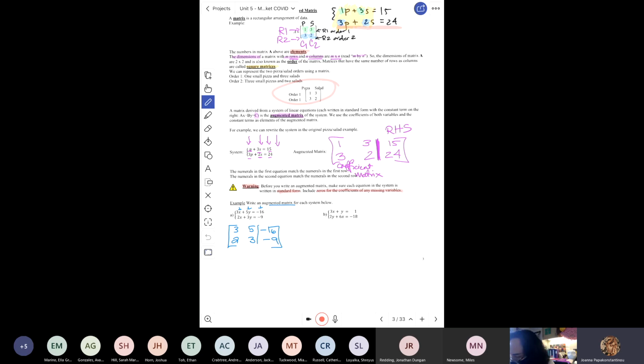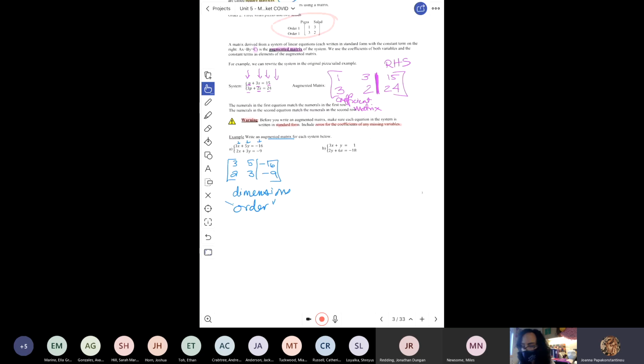And what are the dimensions, also known as the order of a matrix, of this matrix? What is the order or dimensions of this matrix? Rows by column. It's always row by column. The number of rows, the number of columns.